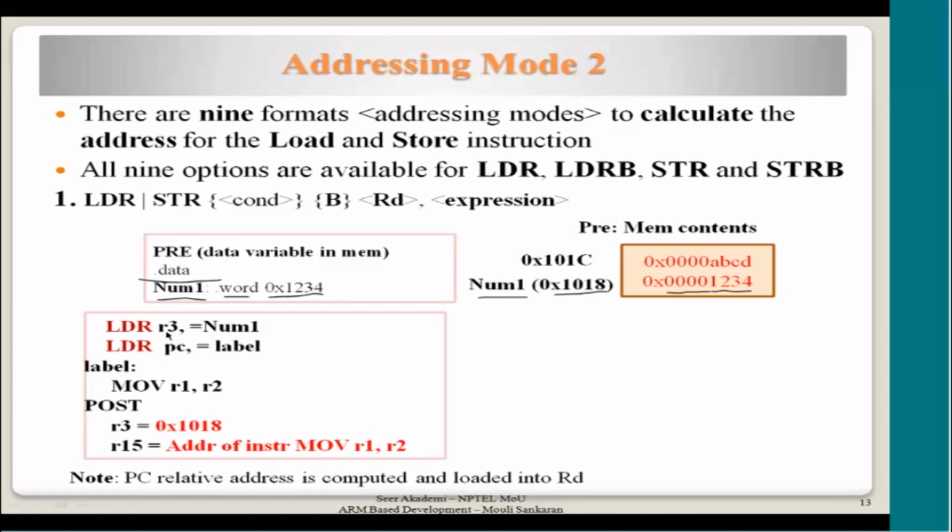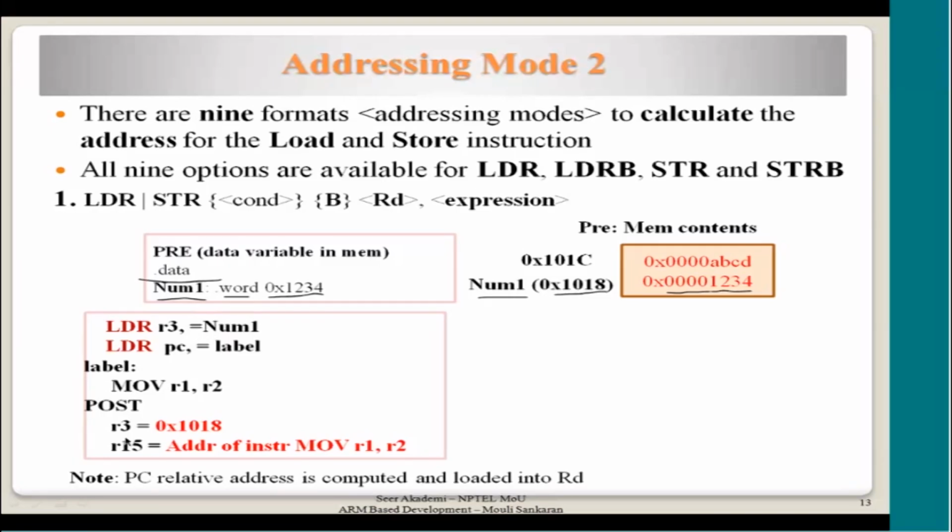How is it computed? It is done internally. The instruction is changed in such a way that the current PC value, PC is R15, is taken. PC is not modified, but only the PC value is taken, and then some offset is added to that. It's PC relative addressing.